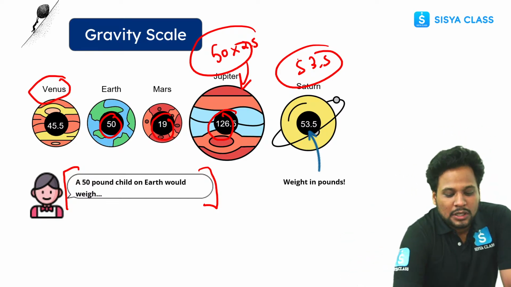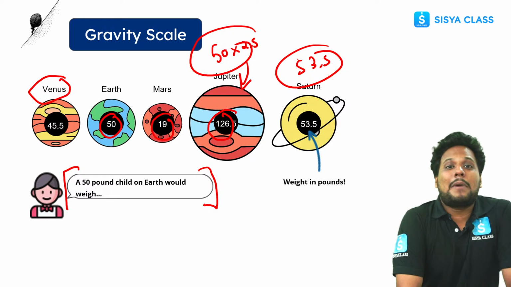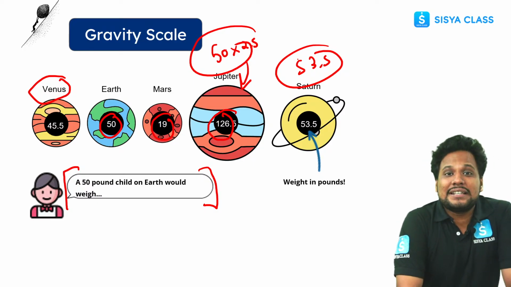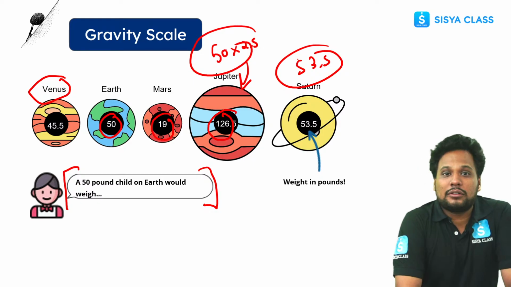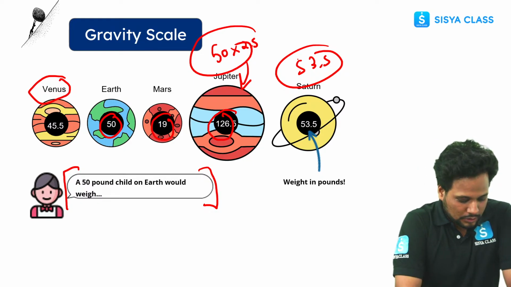This is clear. So just remember that the acceleration due to gravity depends on the mass of the planet, and it depends on the radius of the planet also. More is the radius, lesser will be the value of G on that planet. This is clear now? Okay.